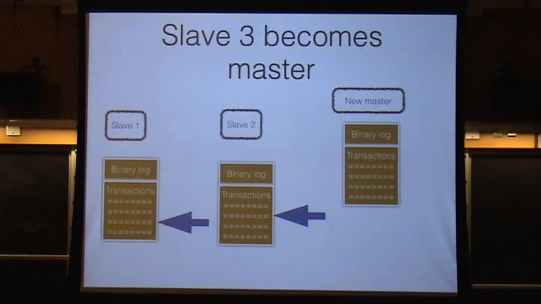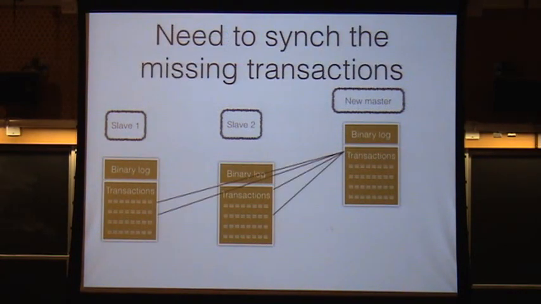Now you have to synchronize the 2 other slaves with the new master. How do you do that? Now, this slave number 2 is missing 2 transactions. Slave number 1 is missing 3 transactions. How do you find where these transactions are in the binary log of the new master so they can get synchronized? The position is different in all 3 logs. So you don't know exactly where to look.